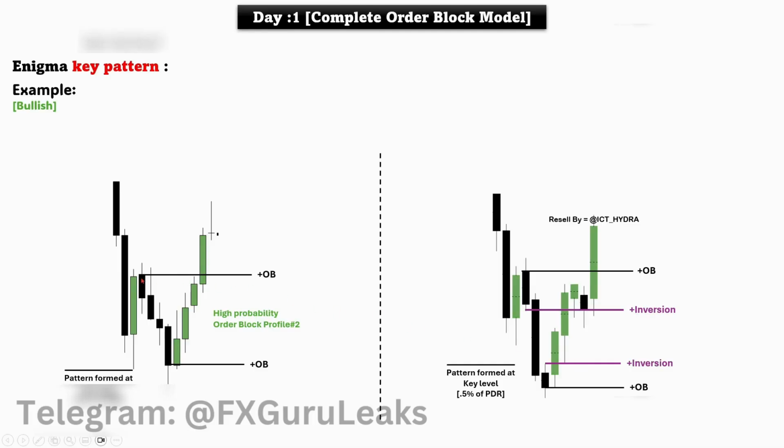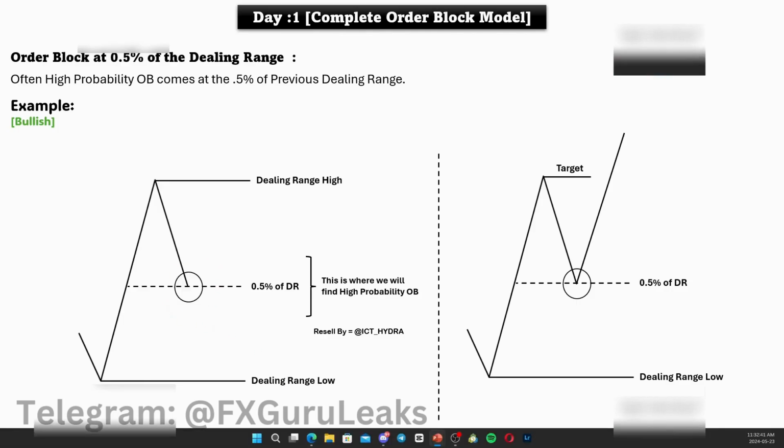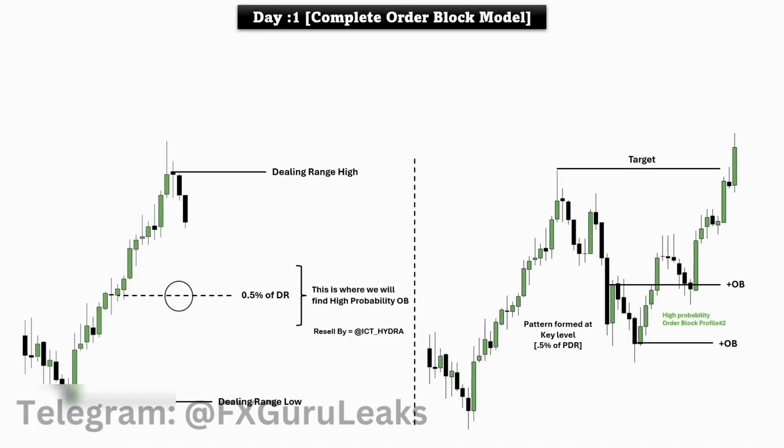The same thing repeating here. The difference is you don't have an inversion here, so you'll have to wait for price to close a candle's body above this order block and then take an entry as soon as price retests this order block with a stop just below this order block. Makes sense? So now you know what to look for at the 0.5% of DR. This is the exact same pattern that I'm going to look for at the 0.5% of DR. Now let's take a look at the next slide, where I'm going to be showing you the example.